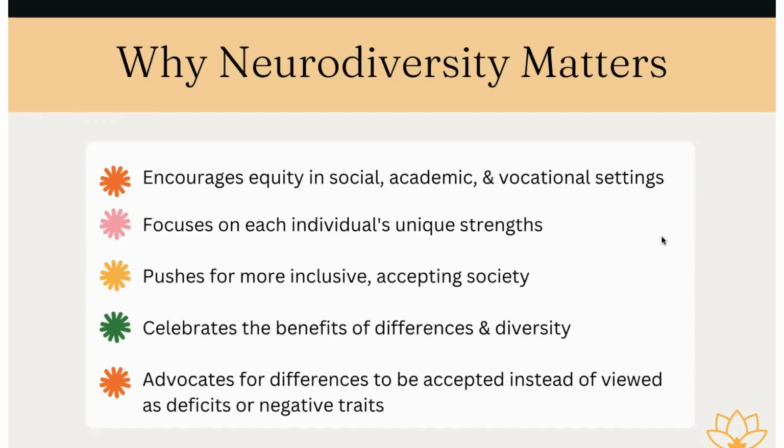So the neurodiversity movement is really encouraging equity in considering all individuals with all different social approaches and communication approaches to be involved and included in these different settings, whether it's work, school, social settings, community settings. It also focuses on each individual's unique strengths. So again, rather than looking at it from a deficit perspective of what is wrong with the individual, it's what are their unique strengths and how can we focus and highlight those in order to uplift them and help them to be successful in their social, academic, and vocational endeavors.